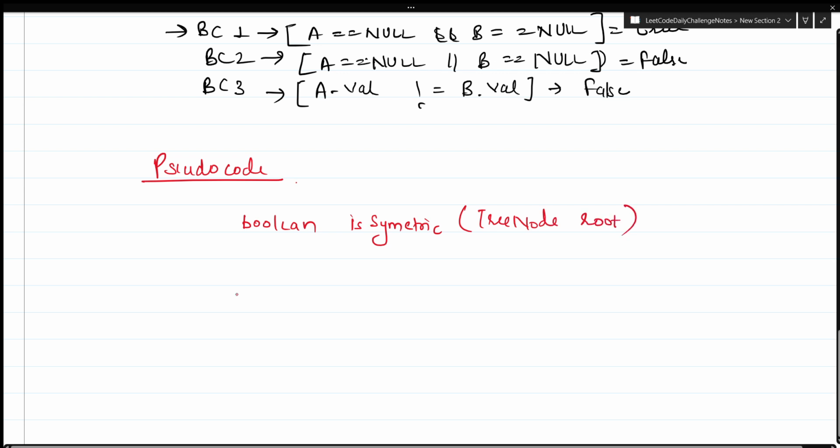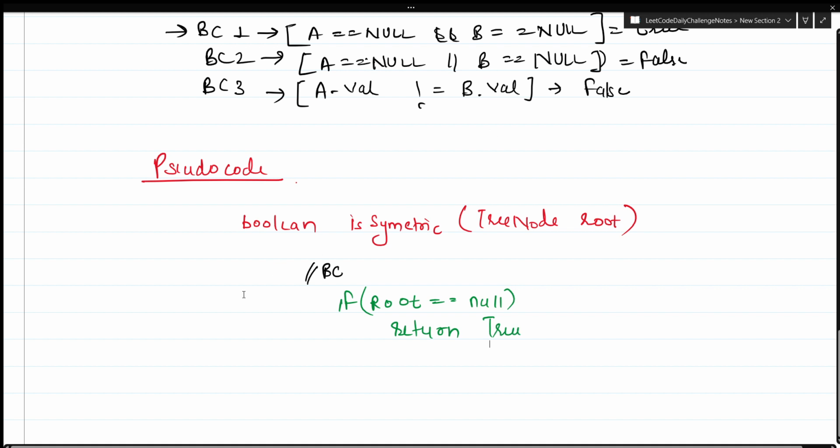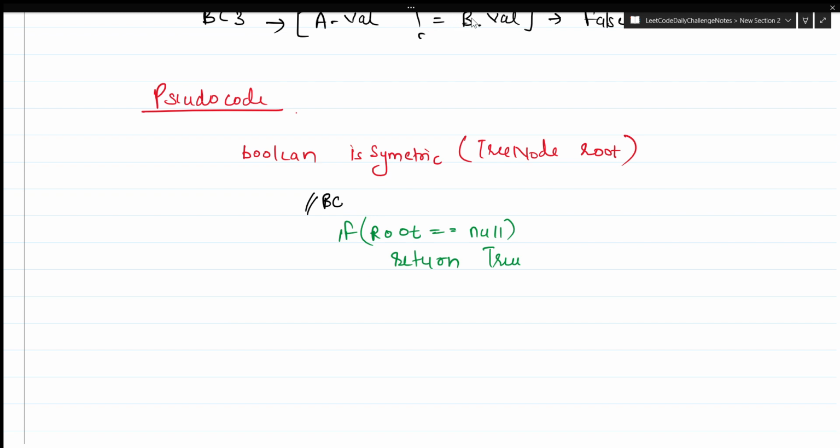Okay, so I will check the base case. What is my base case? If root is equal to null, I will simply return true in this case because I don't have anything to check it with. Now I will return a check function where I will send root dot left and root dot right.